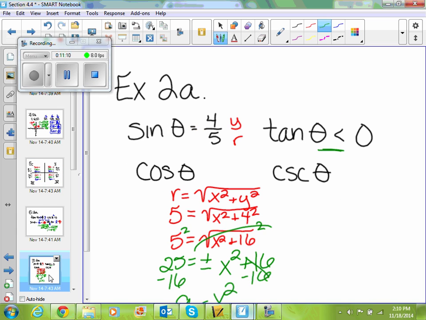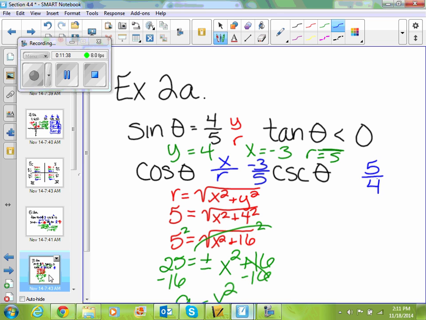Okay, so then I know that x equals negative 3, y equals 4, and r equals 5. If I fill in my values, cosine is x over r. My x is negative 3 and my r is 5, so cosine is negative 3/5. Cosecant is the inverse of sine, and we know that our sine is 4 over 5, so the inverse of sine is 5 over 4. We could also use our information about it being r over y, which gives me 5 over 4.